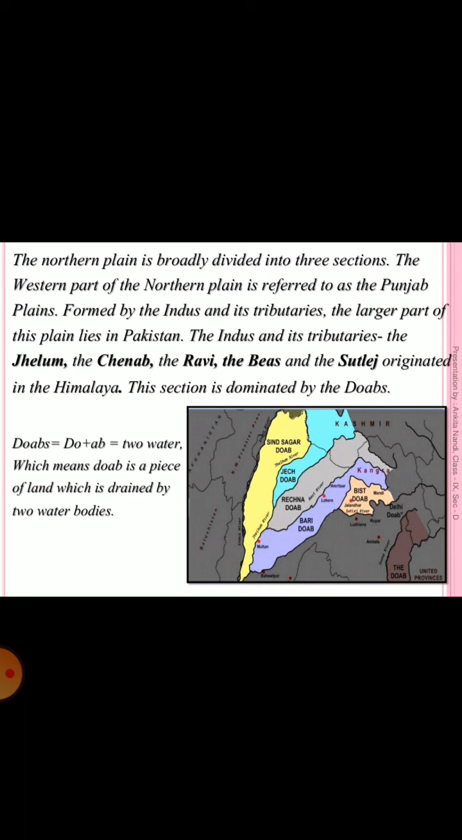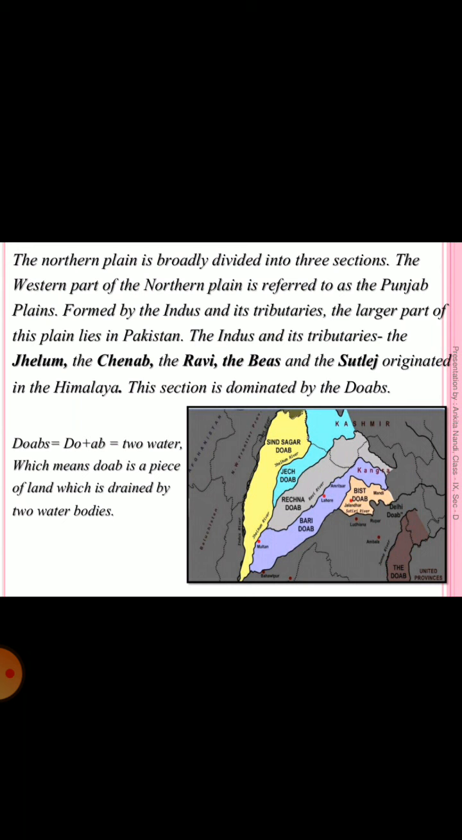Now, the northern plain is broadly divided into three sections. The western part of the northern plains is referred to as the Punjab Plains, formed by the Indus and its tributaries. So, as I've told you earlier, students, the great northern plains of India are drained by three main rivers, that is the Indus, the Ganga, and the Brahmaputra. So, they have been broadly divided into three different sections.